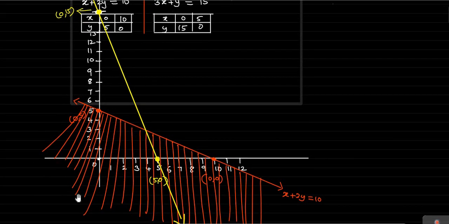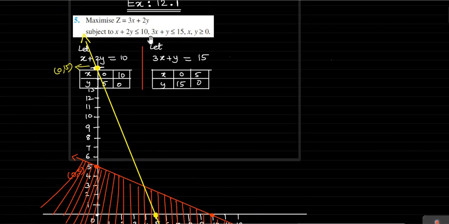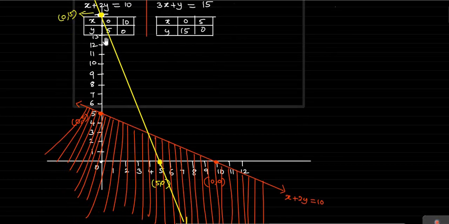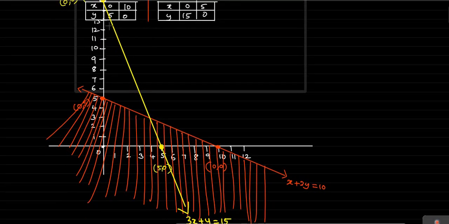Randomly, let's take any value from this side: 0 comma 0, it's easy to substitute. 0 plus 0 is 0, and 0 is less than or equal to 15, yes, the condition is satisfied. So for this second inequality, the solution lies on this side only.